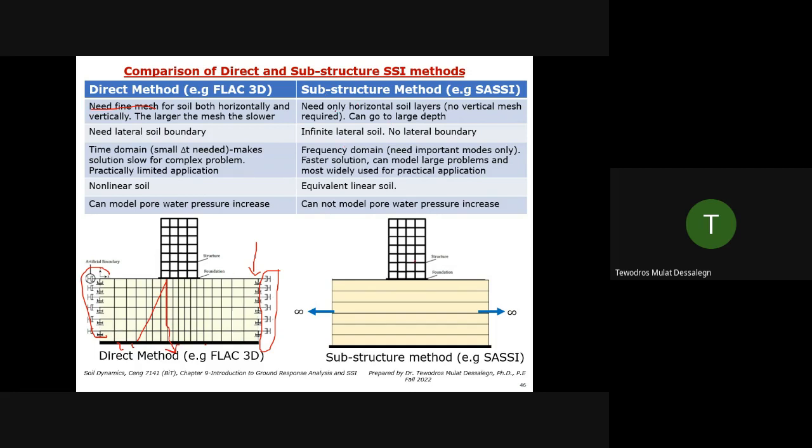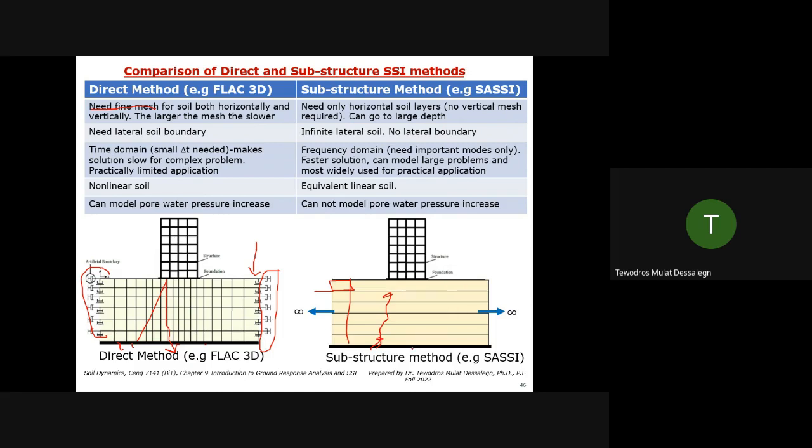In the substructure method, you need only horizontal soil layers. No vertical mesh is required, and it can go to large depths. All you need for the wave propagation is, remember what we have, the impedance ratio. So all we need is just horizontal layers, and the model goes to infinity. You don't need a vertical mesh or specific elements. All you need is layers. So the model goes up to infinity. All you introduce is just a horizontal mesh, that's it.